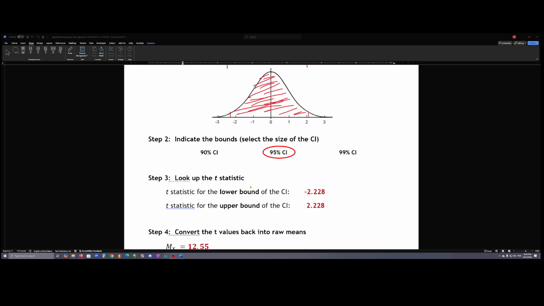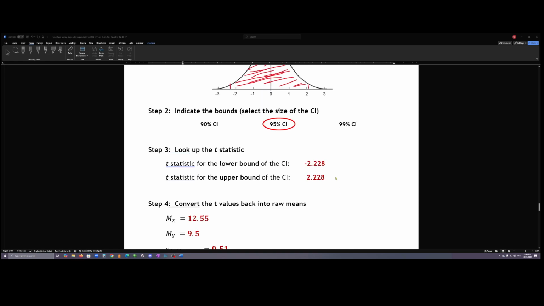and in order to figure out what those mean differences would be for the lower bound and the upper bound, we need to go back to that table, get the t-values that go along with those locations, which again, we had 10 degrees of freedom total, two-tailed test, because a confidence interval is always going to have tails on both sides. And those cutoffs being minus 2.228 and positive 2.228.